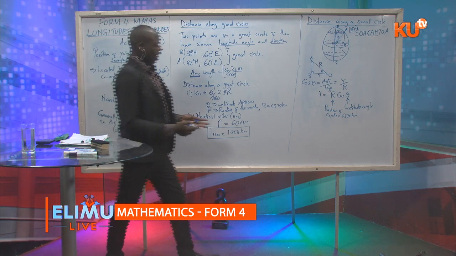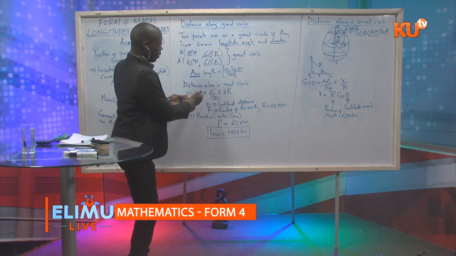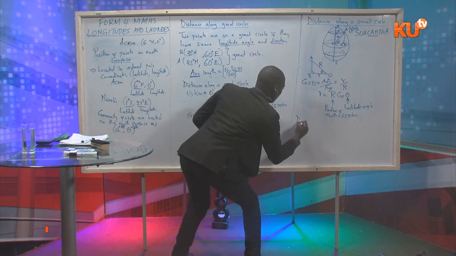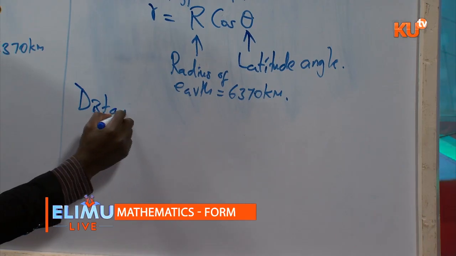So students, then we can replace here. We are saying distance along a small circle.